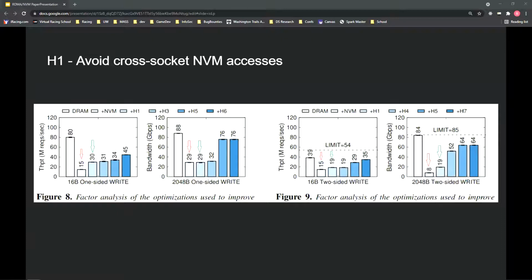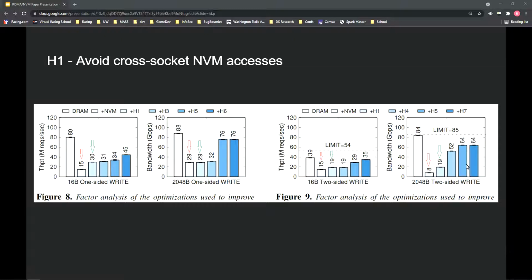So first off, H1 is to avoid cross-socket NVM access. The Yang et al. study this hint came from found that NVM write bandwidth of a socket could be halved from other sockets since the RNIC leverages its attached socket to access NVM from another socket. This can be avoided by attaching an RNIC per socket and treating each one as a logical node in a cluster. Improvements from doing this can be seen in figures 8 and 9, where the 16-byte one-sided write throughput and the 2-kilobyte two-sided write bandwidth doubled after applying this optimization.